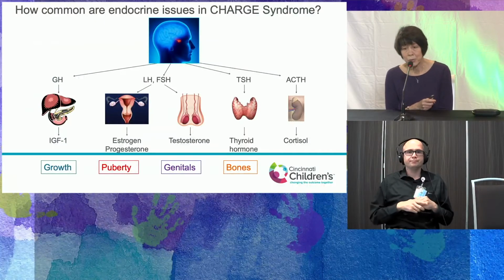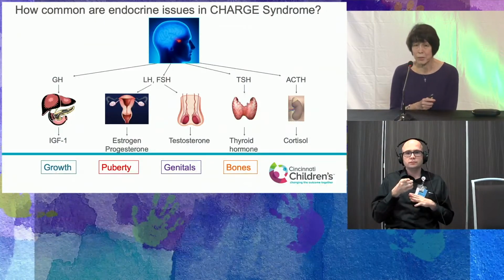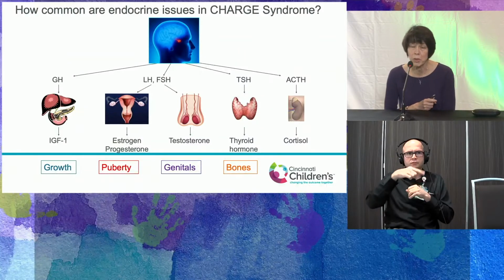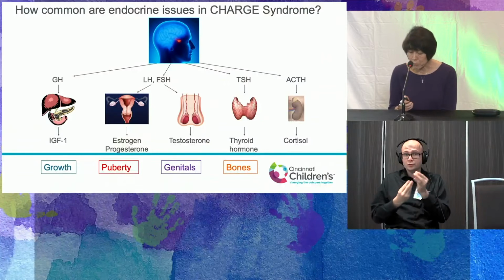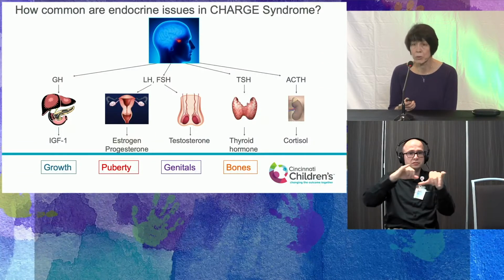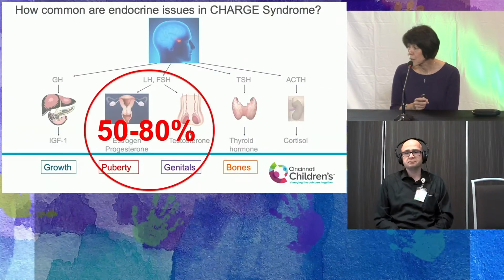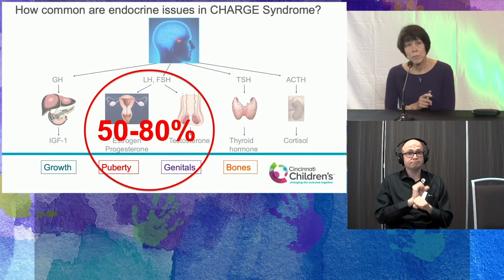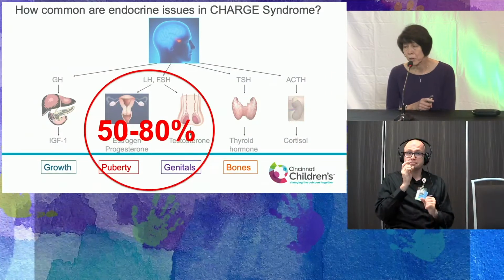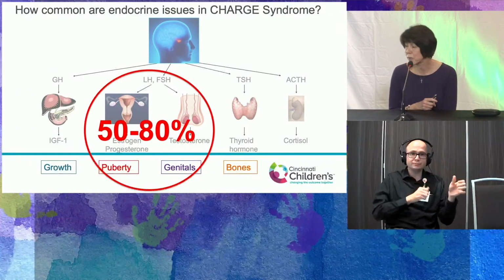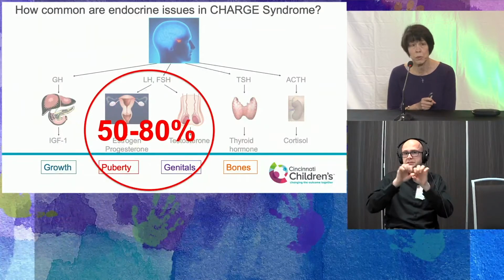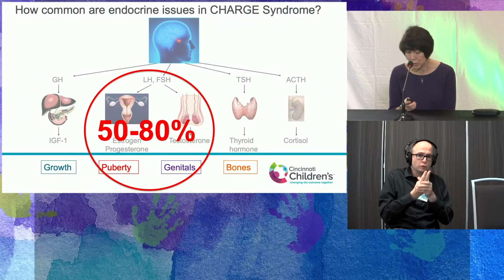So coming back to one of those poll questions, if you remember, most of you, or at least two thirds of you, thought that low growth hormone was the most common endocrine hormone deficiency. So in fact, many, if not most, people who have CHARGE syndrome actually have a deficiency of the sex hormones and the system that controls both puberty as well as genital development.